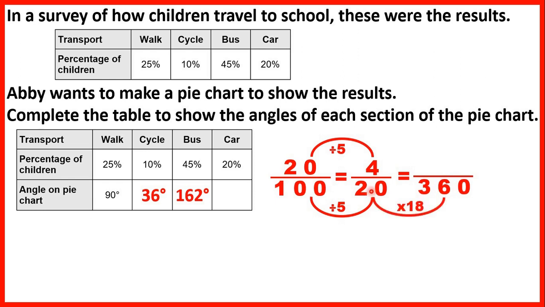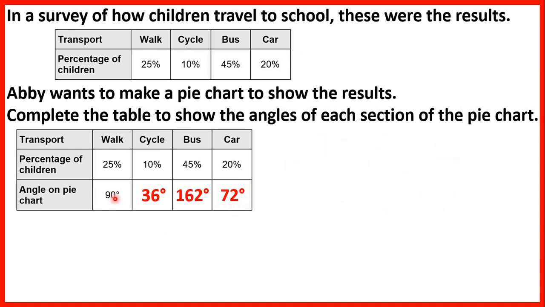Because then we can change 20ths into 360 as the denominator. 20 times 18 is 360, and 4 times 18 is 72. So our angle is 72 degrees. And then we can check 90 plus 36 plus 162 plus 72 should give a total of 360, because angles around a point, so angles in a pie chart, have a total of 360 degrees.